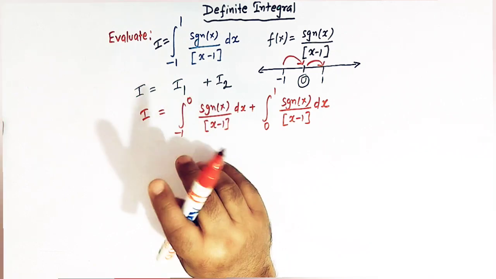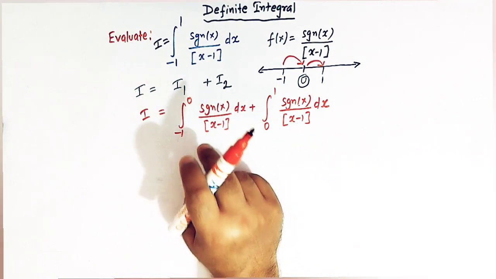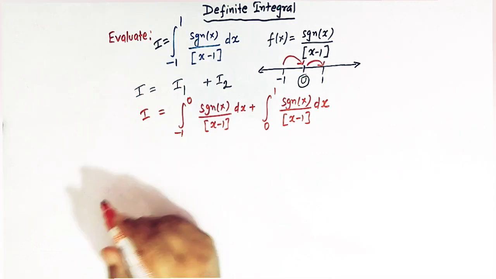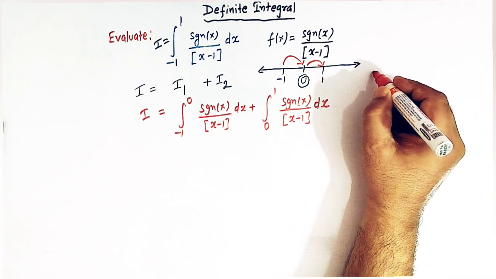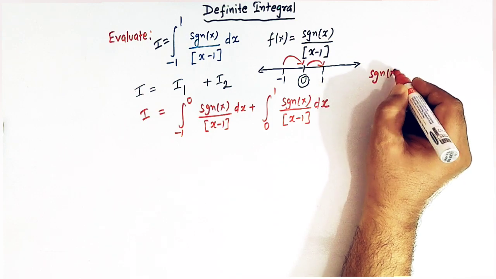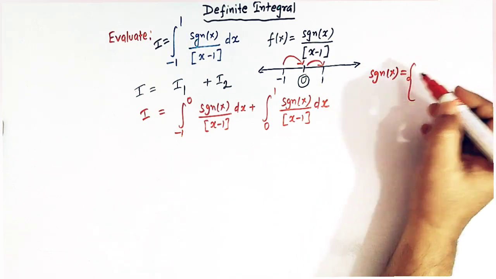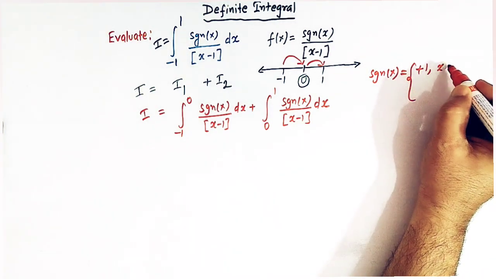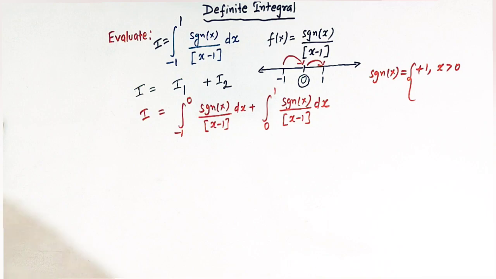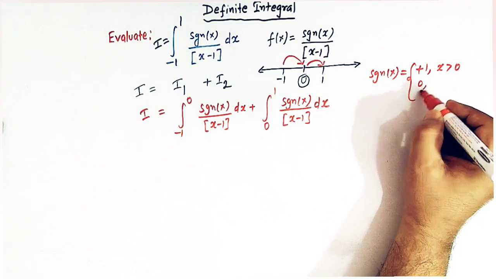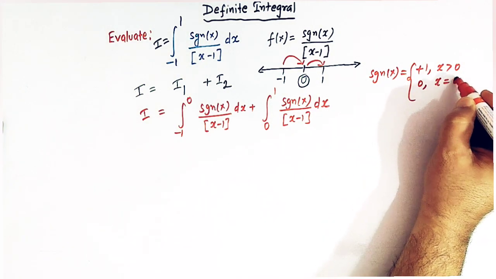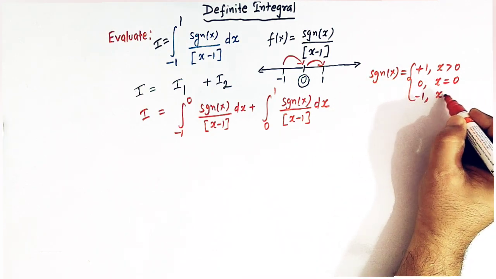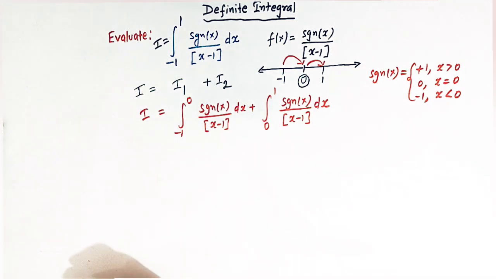So now in order to solve these two integrals, let us first take the definition of signum function, right? Now see, signum of x is defined like this: signum of x takes the value plus 1 whenever x is greater than 0, signum of x takes the value 0 whenever x is 0, and signum of x is minus 1 when x is less than 0, right?